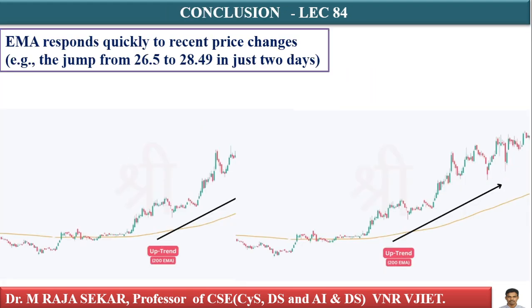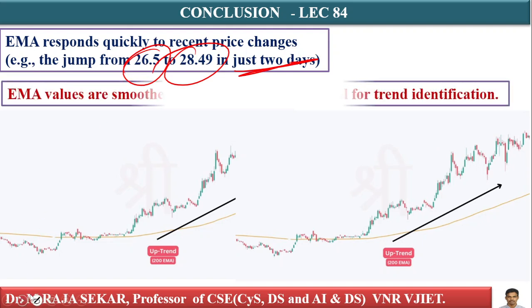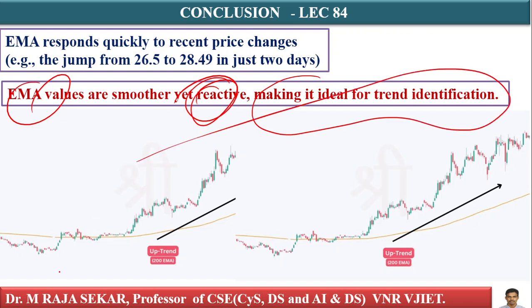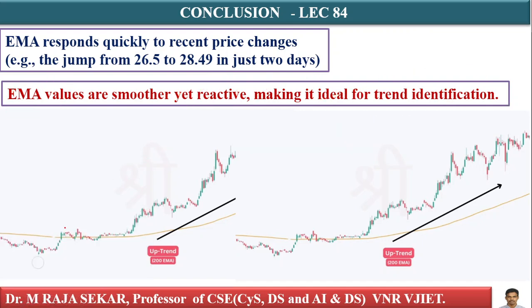Here what we can see, EMA responds quickly to recent price changes. The jump is from 26.5 to 28.49 in just 2 days. Just observe previous values so that you can understand. EMA values are smoother yet reactive. That is important. EMA values being smoother and reactive make it ideal for trend identification, isn't it? That's what it says. Just go through this lecture.